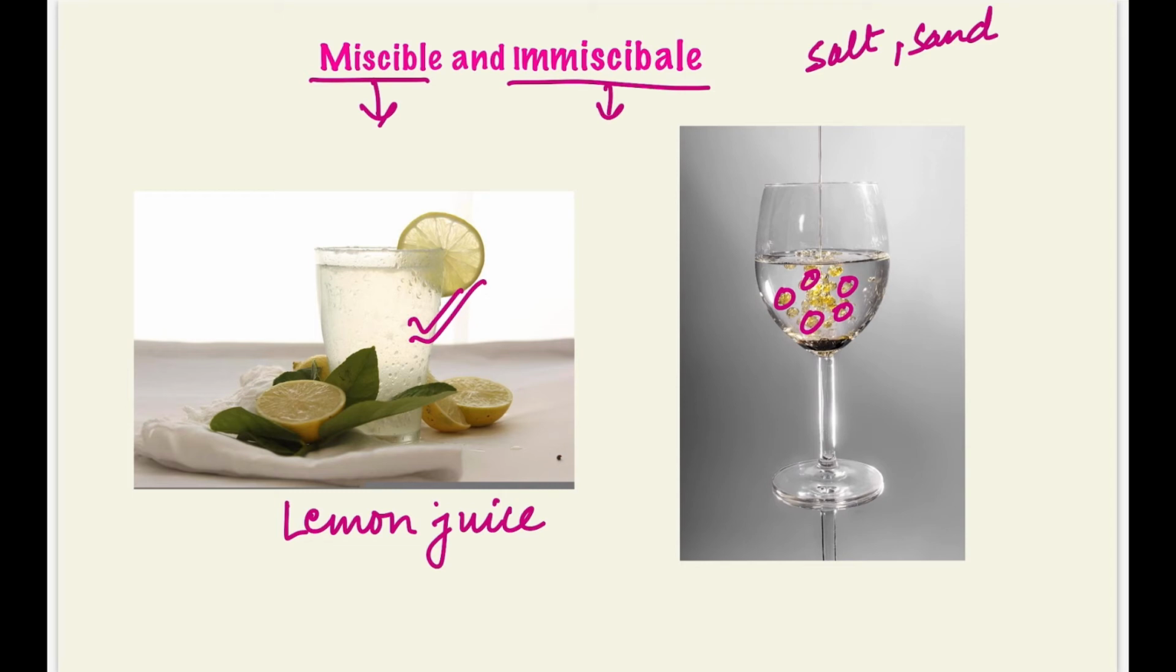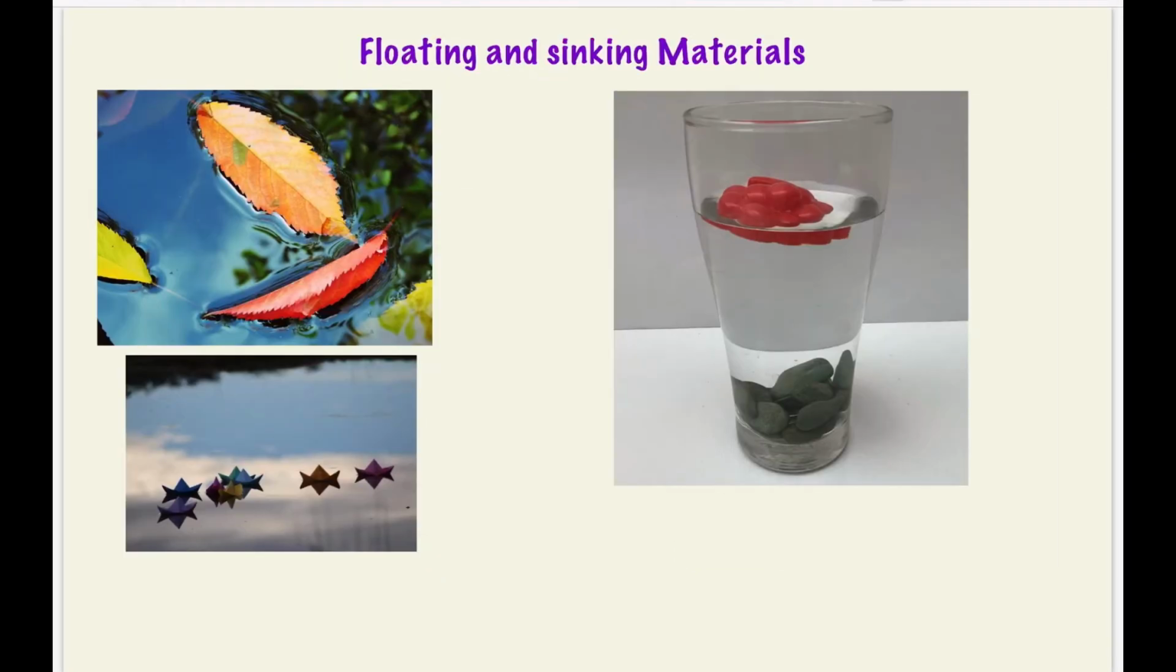Now if we talk about gases, some gases are also dissolvable in water, like oxygen and carbon dioxide. Because of that, the aquatic animals can survive in water. So fishes can breathe in water because oxygen is dissolvable in water.